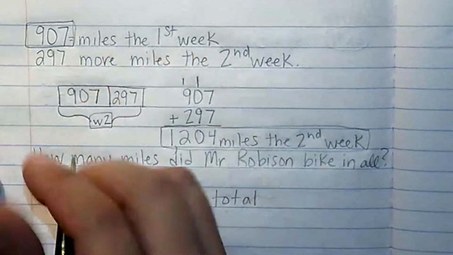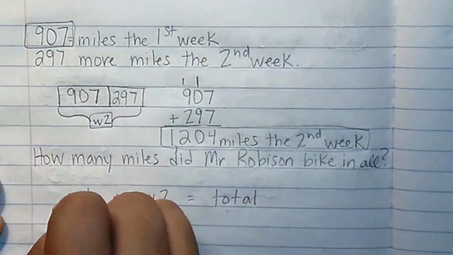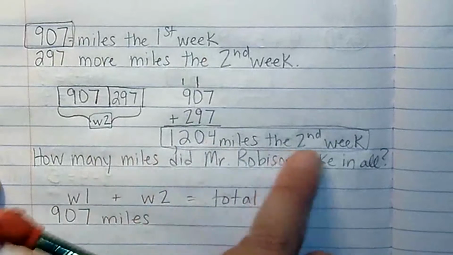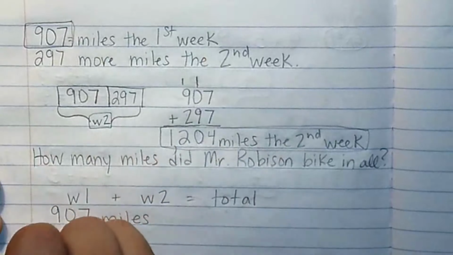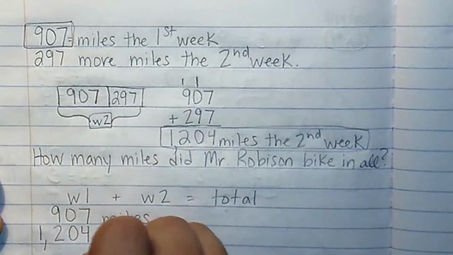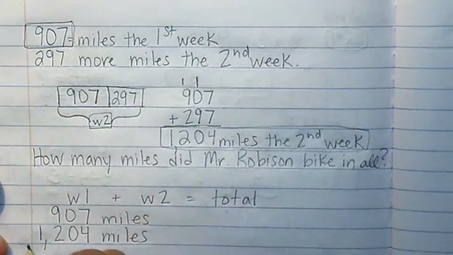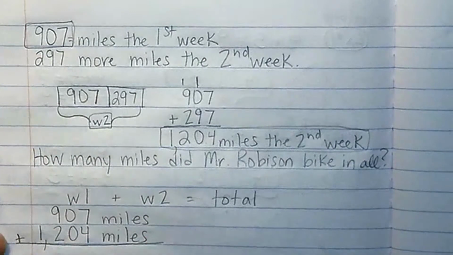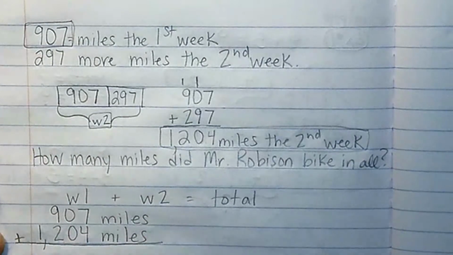So the first week he rode 907 miles. The second week he rode 1,204 miles. If it's hard for you to stack them like this with the larger number on the bottom, you can always change the order because it's addition, and addition is commutative. You can change it however you like it.